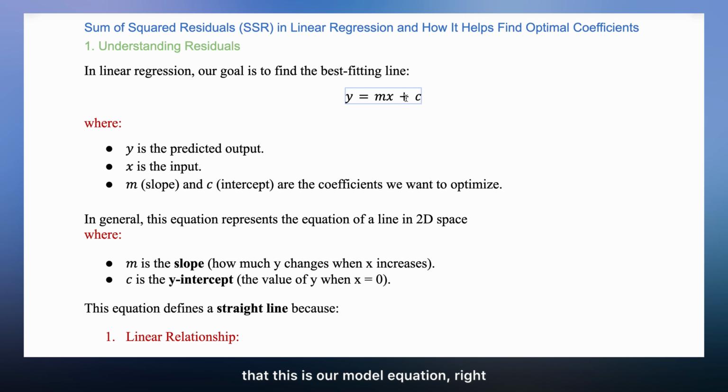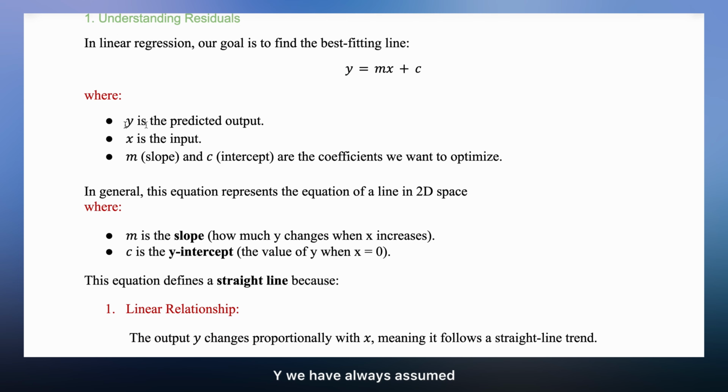So let's assume that this is our model equation, right? We have always assumed that y is going to be the predicted output. No matter what problem we discuss, whether we discuss logistic regression, or linear regression, or any deep neural network, more or less we will always correspond y with the predicted output, and we will always correspond x with the input, right? So here x is a scalar, m is a scalar, c is a scalar, y is also a scalar. Meaning it is not a matrix, right? It is only a single element, a 1 cross 1 element, that's it, right?